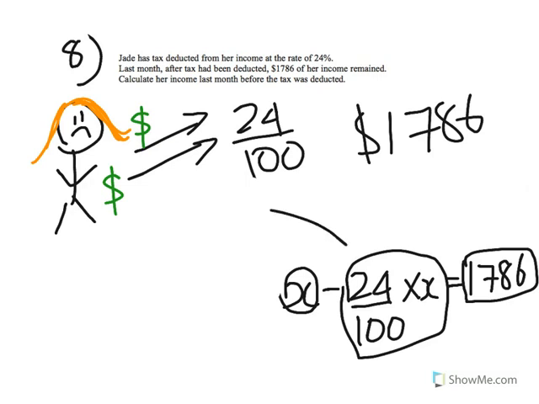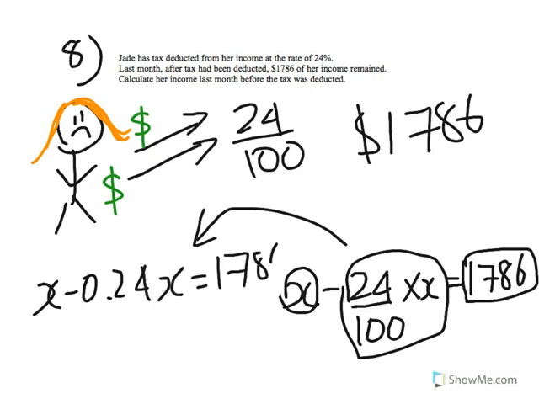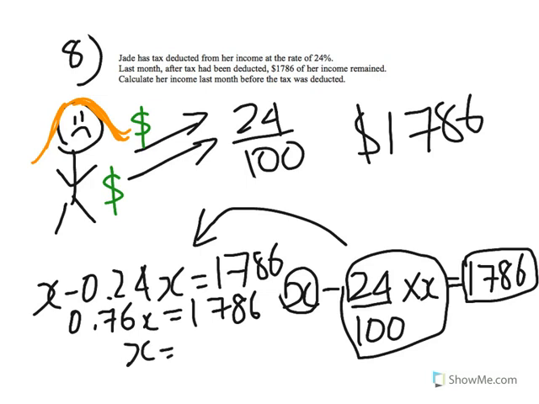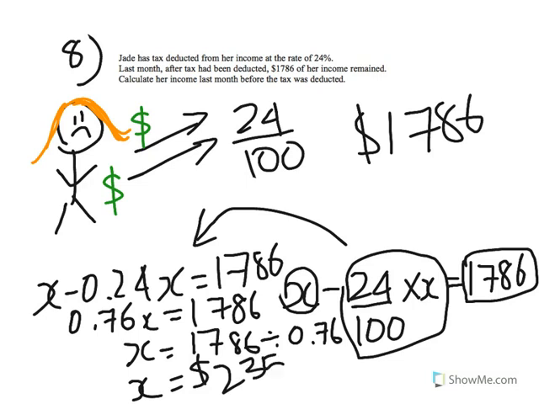So from this equation we get x minus 0.24x is equal to 1,786. So 1 minus 0.24 is 0.76. 0.76 X is equal to 1,786. So divide both sides by 0.76. You're going to get x is equal to 1,786 divided by 0.76. So x is equal to $2,350. So this was her salary before tax.